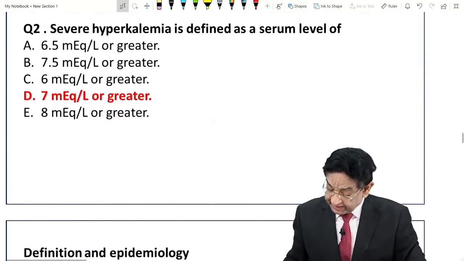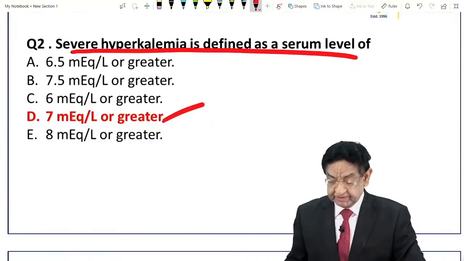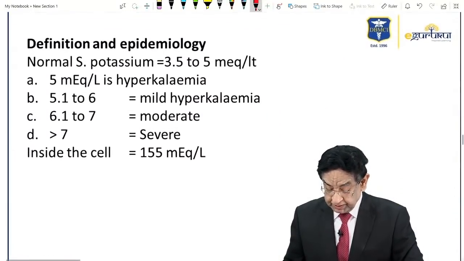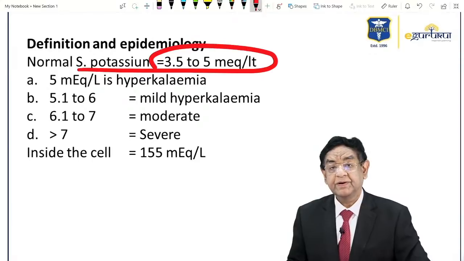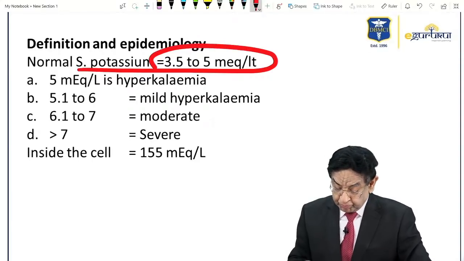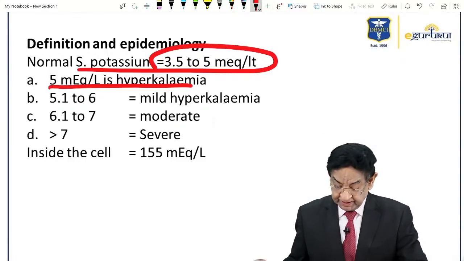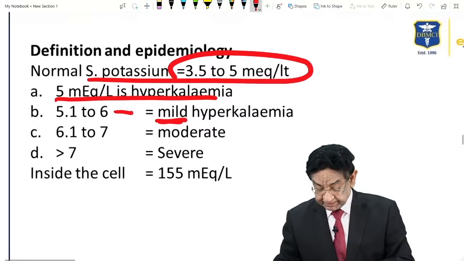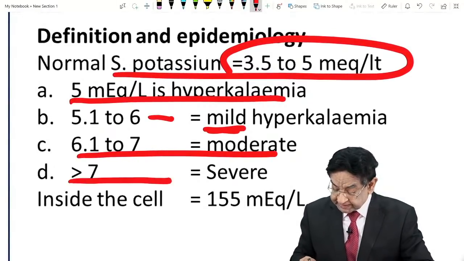Now one more basic question. We call it severe hyperkalemia when the potassium level is more than 7 milliequivalent per liter. Let's read more about this. Normal potassium level is between 3.5 and 5. More than 5 will be hyperkalemia. Definitely, higher than normal is hyperkalemia. 5.1 to 6 is mild hyperkalemia, 6.1 to 7 is moderate, and more than 7 is severe.